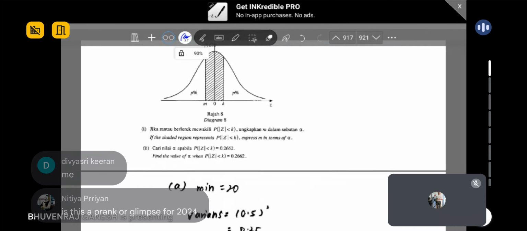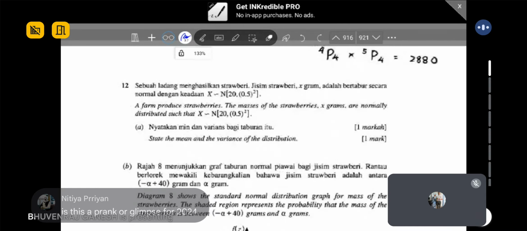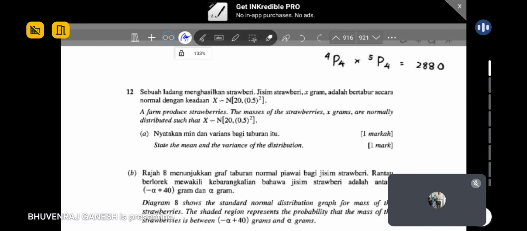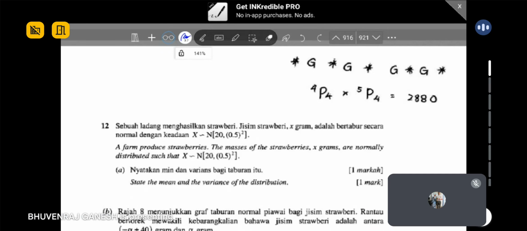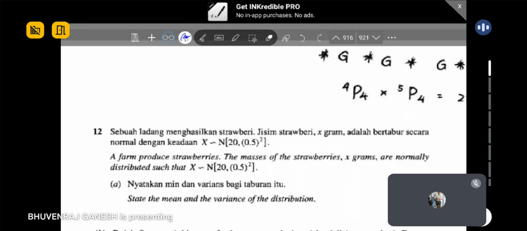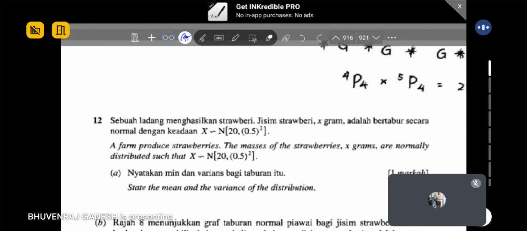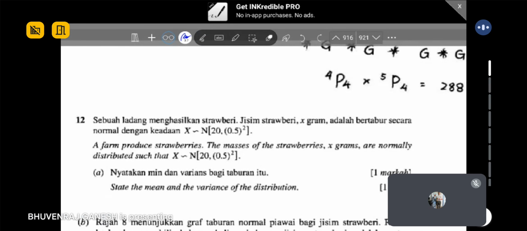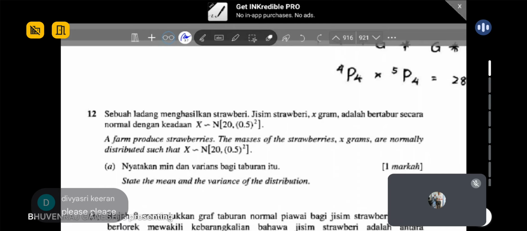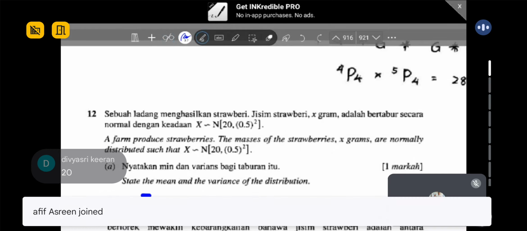We are already in question number 12. Soalan ke-12 dah. Last of section A. Hopefully it's a glimpse for 2024, hopefully. Berdoalah, guys, dapat soalan macam ni. Have to pray a lot to get this kind of question. So for question 12A, may I know what is the mean, guys? Come on lah, tutup mata boleh dapat jawapan yang ni lah. Okay, variance, what's the answer?